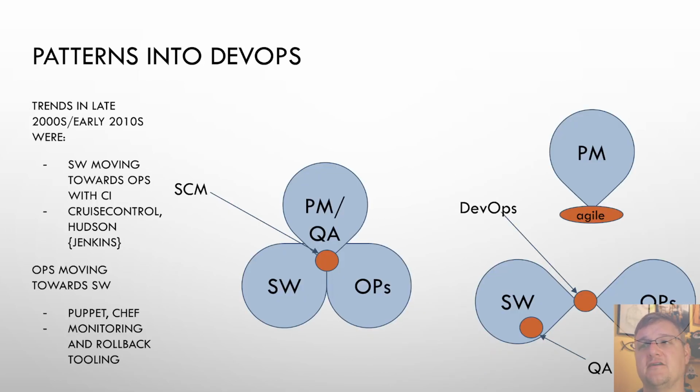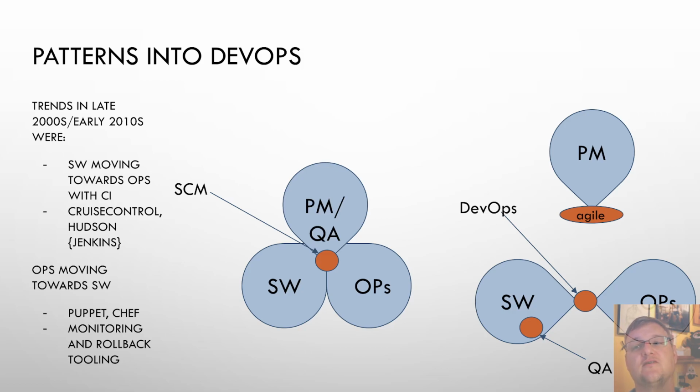So what are some of these patterns? I'm laying this groundwork so you can see the history. The trend in the late 2000s and early 2010s was software moving towards ops with continuous integration. We had things like CruiseControl and Hudson, which later became Jenkins. These tools were used in that SCM, that little red dot in the middle, which was the intersect between software, ops, project management, and QA.